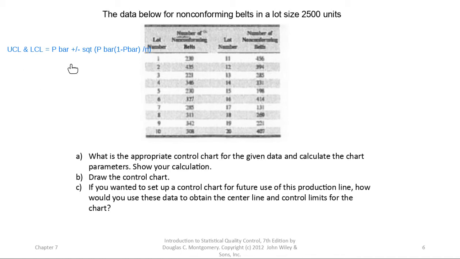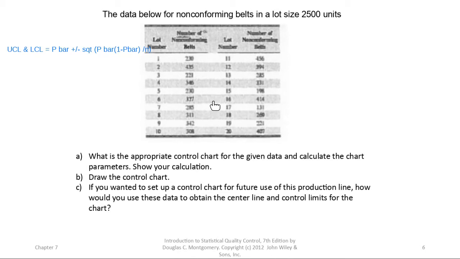The P bar, in this case, is a division. First, you have to divide every reading in the data, the 230 divided by the 2,500, because this is the number of non-conforming. And to find the P, which is the proportion of the non-conforming, we have to divide the 230 by the 2,500.